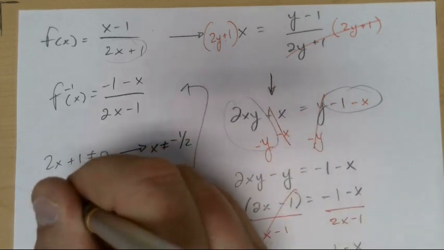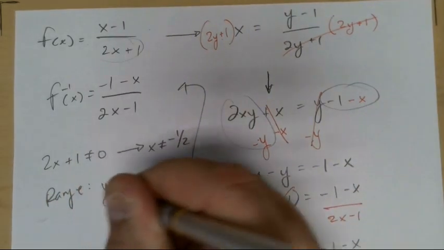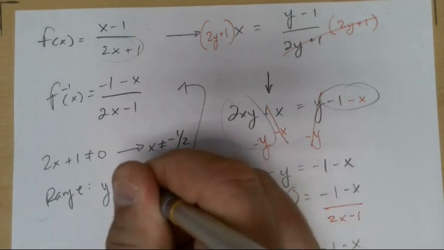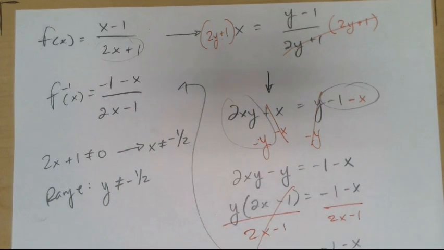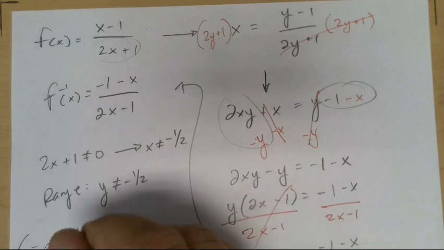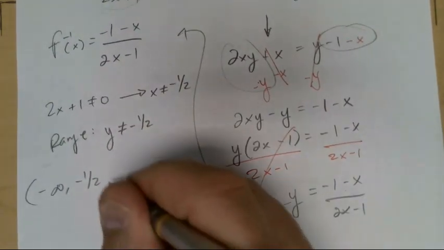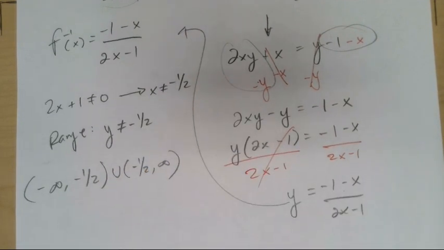And so once we're talking about range, we're talking about the y value, the output value. The y value can't equal negative 1/2. Okay? And now to put that in interval notation, I just go negative infinity all the way to negative 1/2, and then union negative 1/2 all the way to infinity. And there is my range. That's right. Okay, cool. I'm a little tired of those problems. Last page.